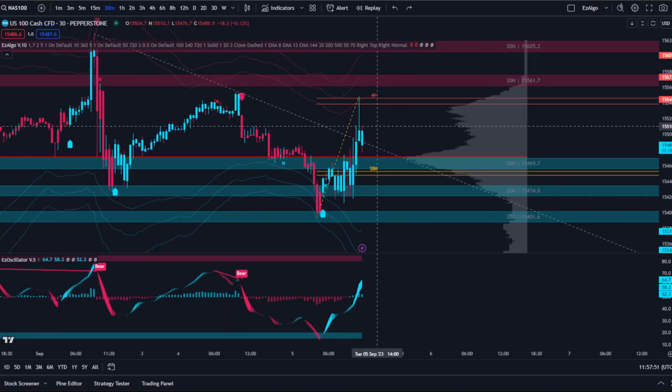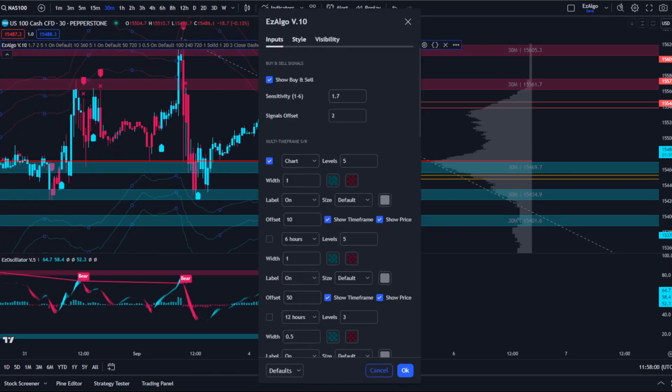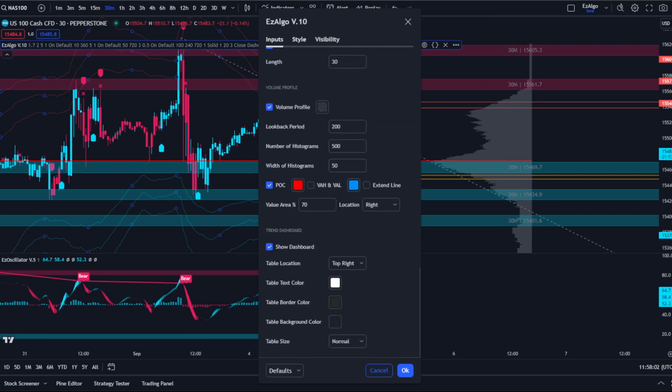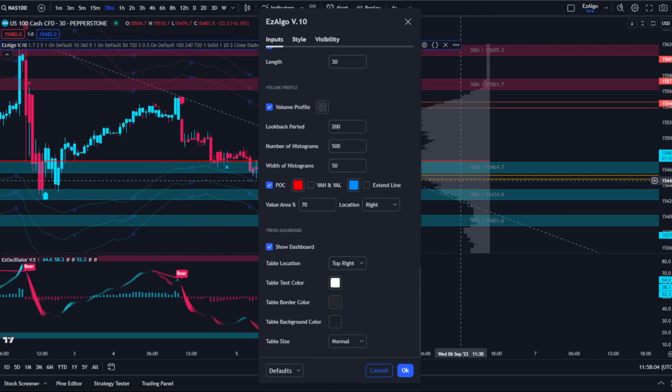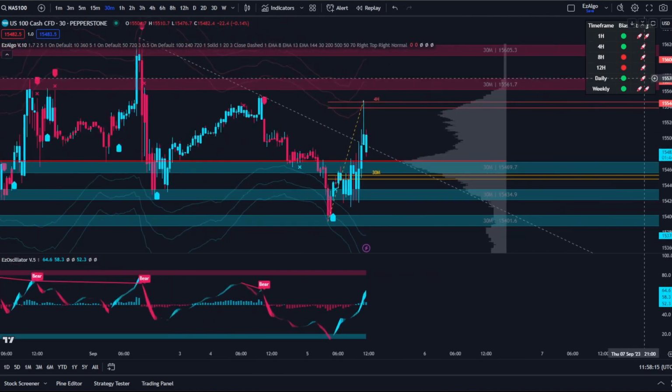All right, and finally, we have the trend dashboard, which has not been updated since last time. We did add a few color customizations. You can change the color of the trend dashboard if you choose to, depending on whether you're using light or dark mode inside of TradingView. But essentially, this will show you a top-down analysis.